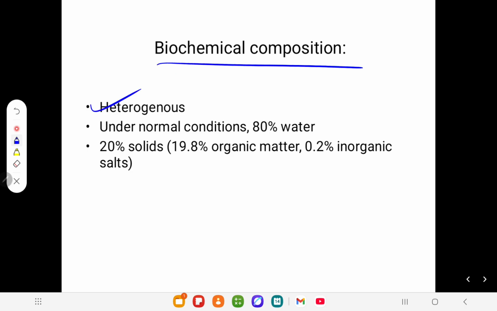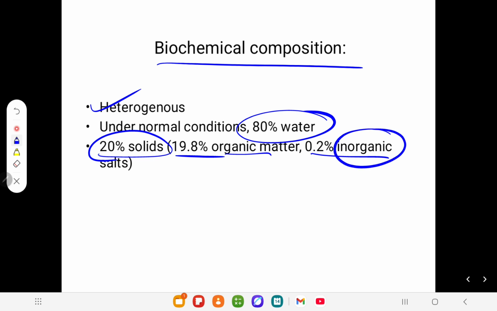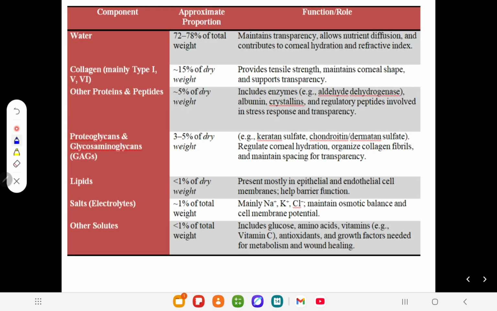The cornea is definitely heterogeneous. In normal condition it is around 78 to 80% water, and 20% solids. In that 20%, 19.8% is organic matter, and 0.2% is inorganic salts. So in this table, which is a very good table, the water content is around 72 to 78% of the total, or approximately 78%. And what is the role of that water?